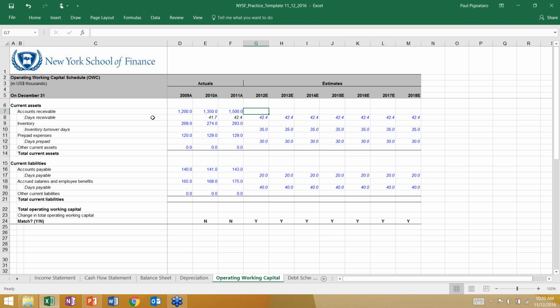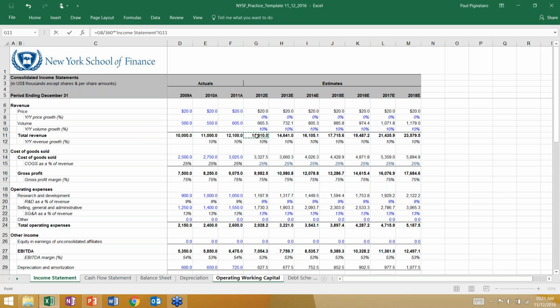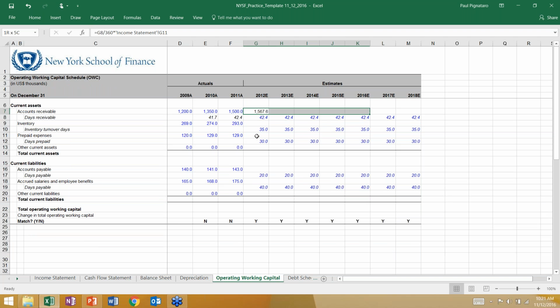So to reverse engineer, it's actually a little bit easier. We're going to do equals 42.4 divided by 360, times the revenue. Okay? Copy that to the right. We're going to do this each time. Start to get familiar with that pattern and formula. We repeat this down.